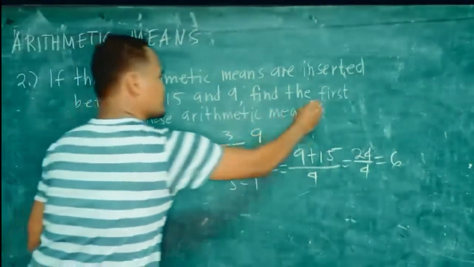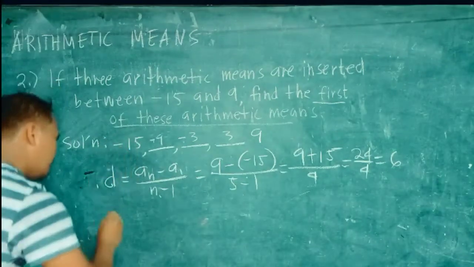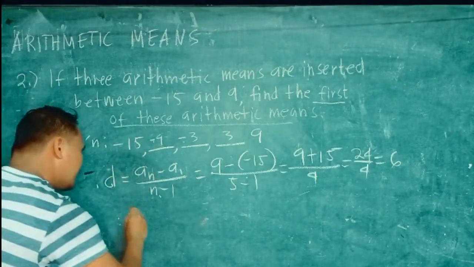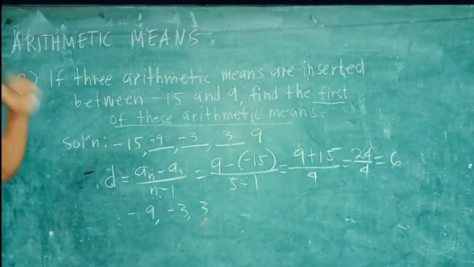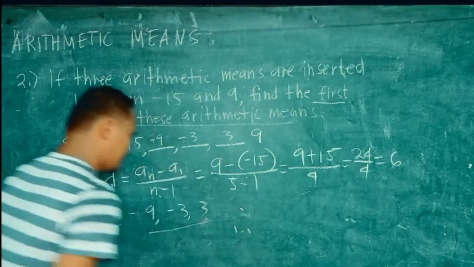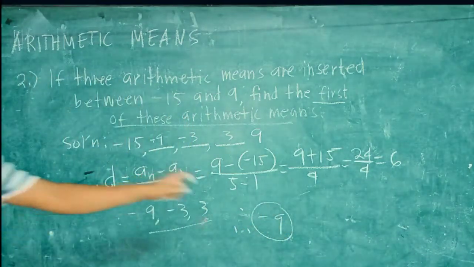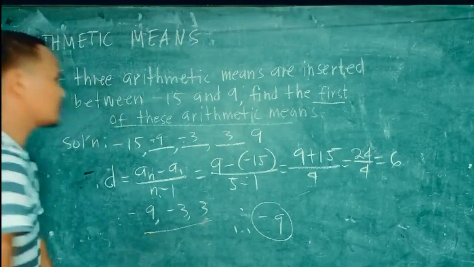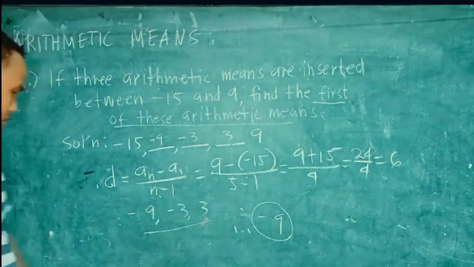Now, the question is, what is the first of these arithmetic means? Therefore, the arithmetic means are negative 9, negative 3, and 3. So, the first of these arithmetic means is negative 9. Therefore, the answer is negative 9. It is the first arithmetic mean of negative 15 and 9.